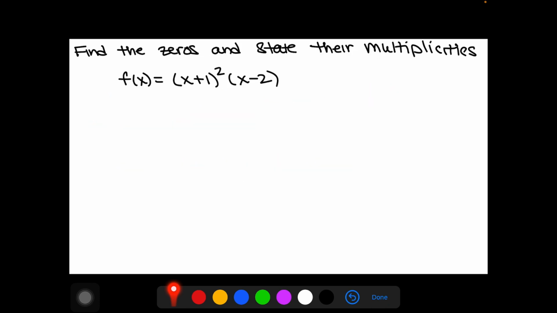So the next thing I'd like to define is the idea of multiplicities. So let's find the zeros and state their multiplicities.